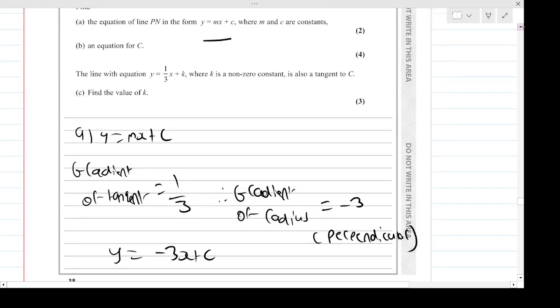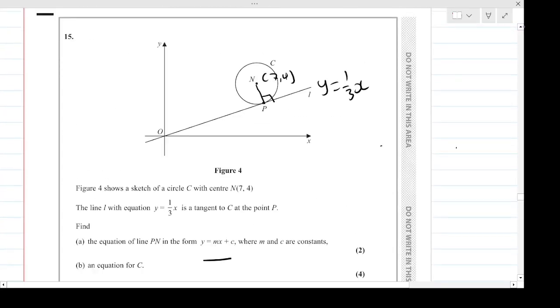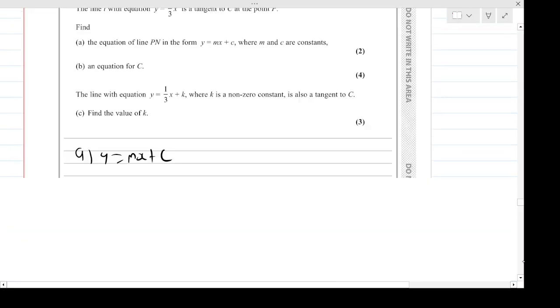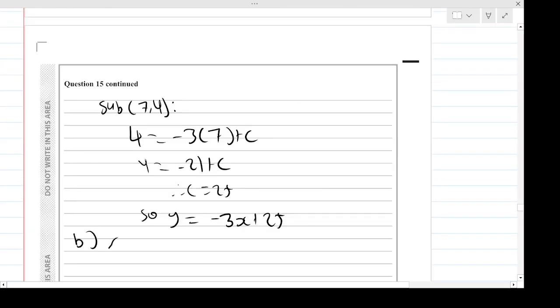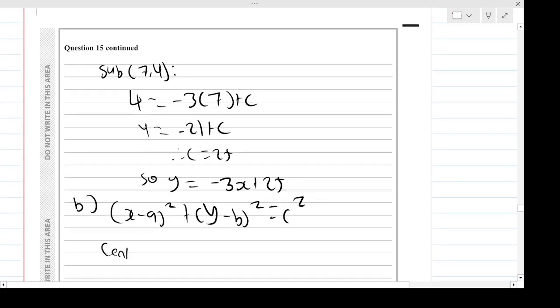And then it says, part B, find an equation for the circle C. An equation of a circle, in general, is (x minus a) squared plus (y minus b) squared equals r squared. So we need a centre (a, b) and the radius r. Those are the two ingredients we need.